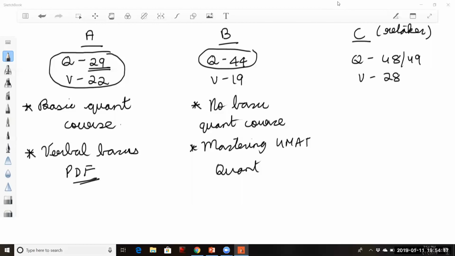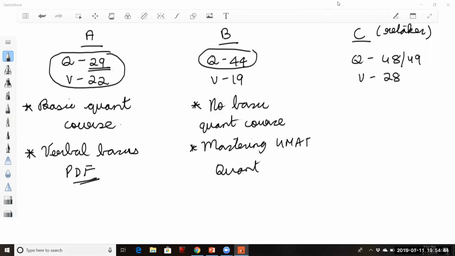So on the quant front, you're going to answer 31 questions, and 3 of those 31 would be experimental. They wouldn't contribute to your score. They wouldn't affect your test at all, right? But you will not know which 3 are experimental. And on the verbal front, out of 36 questions, 6 questions are experimental. So 30 questions will be taken into consideration for your score. Okay, so those are the changes that have taken place in 2019.